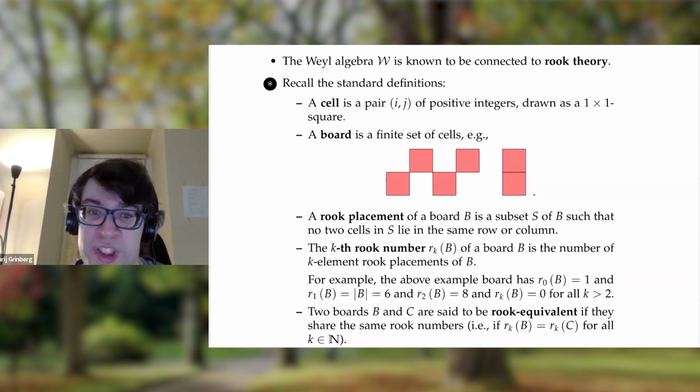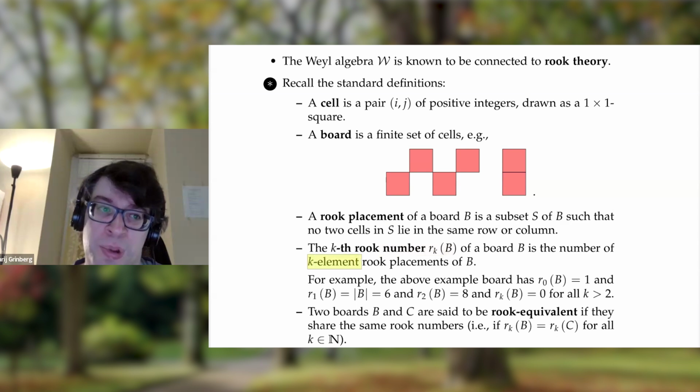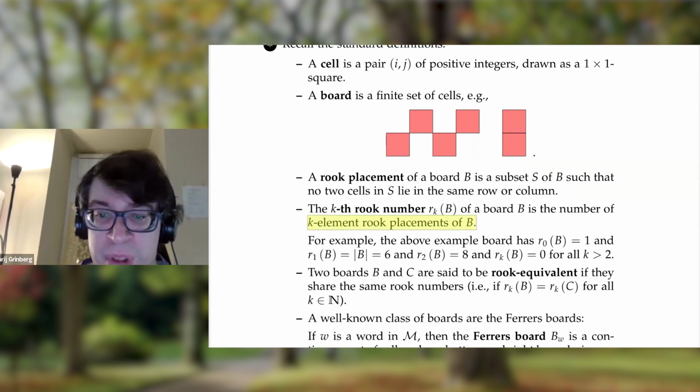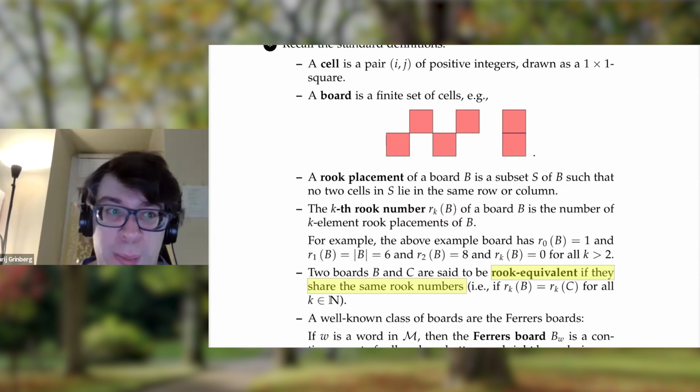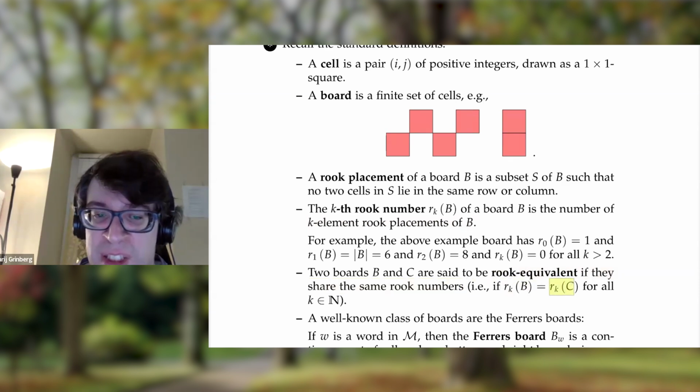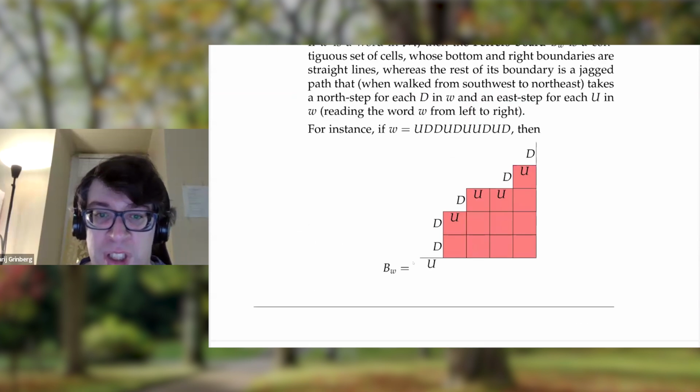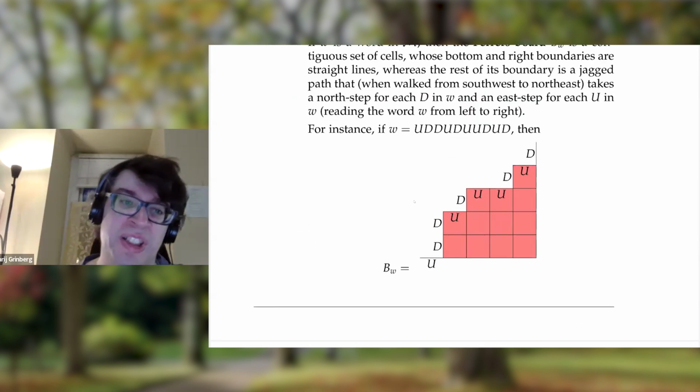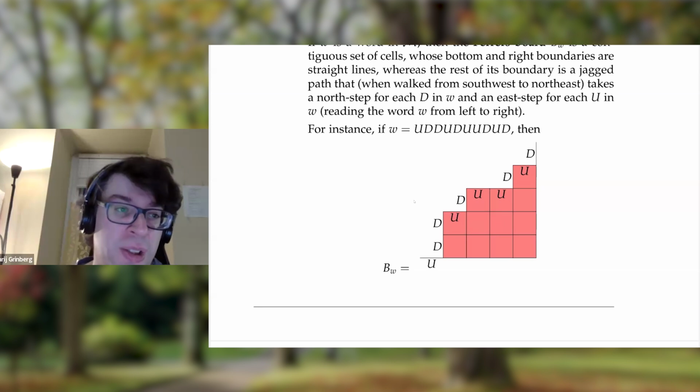So formally speaking, a rook placement is a subset of the board where no two cells have the same row or column. And the rook numbers of the board count the ways to put k rooks that are not attacking. So the number of k-element rook placements. Two boards are called rook equivalent if they share the same rook numbers. So r_k of B equals r_k of C for all k. And a very classical question that was studied back by Schützenberger and Foata is when two Ferrers boards are rook equivalent.